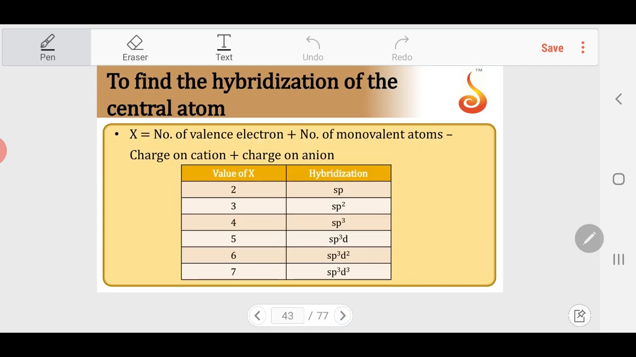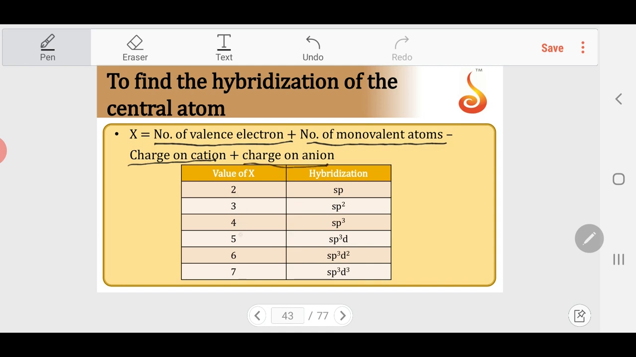How to find the hybridization of an atom in the molecule? So we can go over a simple formula. You have to find a number x. So x is equal to total number of valence electron of the central atom and surrounding it how many number of monovalent atoms are present. And if the ion is a cation, you have to minus the charge of cation. If the ion is an anion, you have to add the charge on anion. So by this you get x as number.